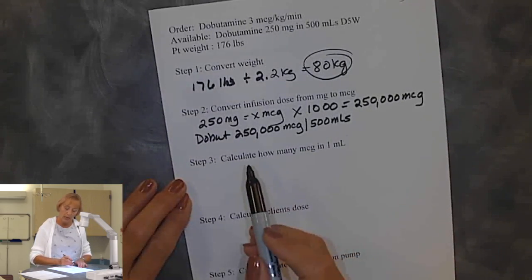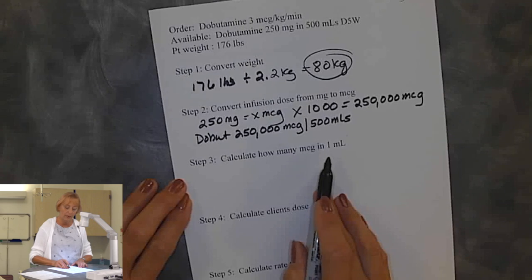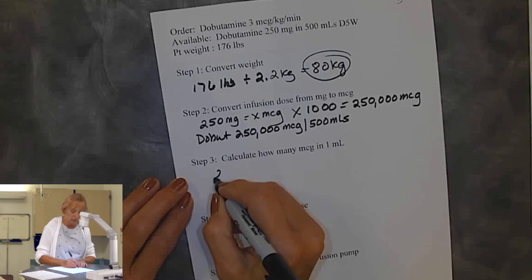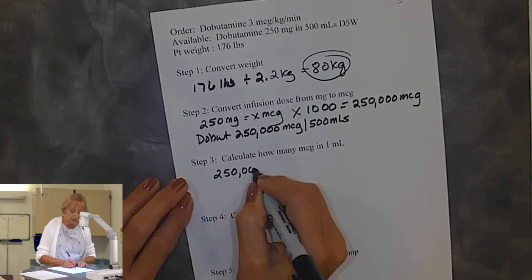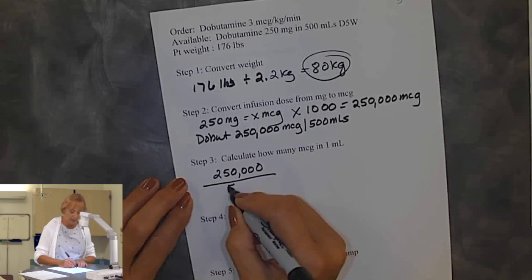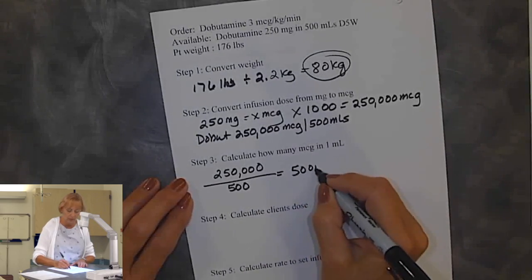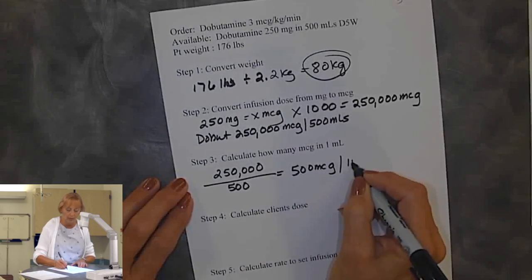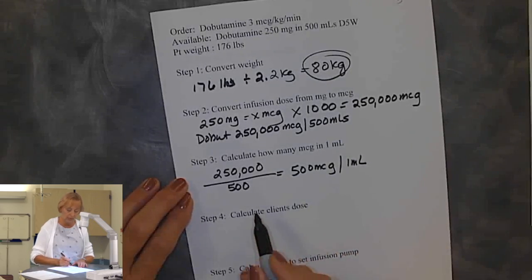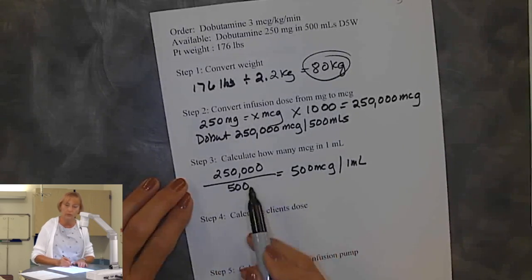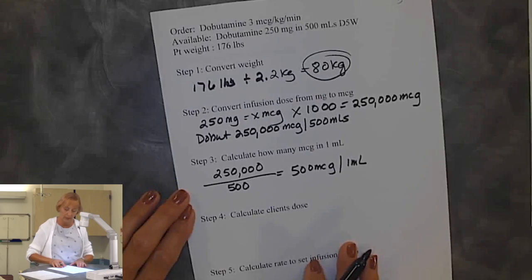So the next step is you're going to calculate how many micrograms you have in 1 mL. So that's back to what my plan is, where you reduce it to the lowest that you have possible because it decreases your risk of error. So you're going to take 250,000, divide it by your 500, and that is going to equal 500 micrograms per 1 mL. So you've decreased from 4 zeros down to 2 zeros, so a little bit safer.